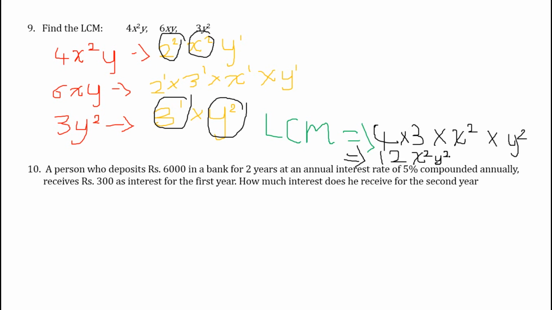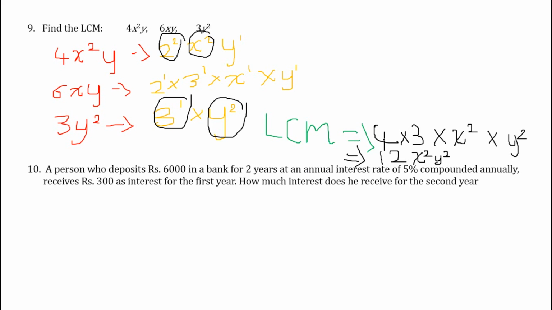He has deposited 6,000 rupees in a bank for 2 years. The interest that is paid is compounded annually, and that is not simple interest, it's compound interest. So the first year he receives 300 as interest. Now let's find the interest that he receives in the second year. To find that, you should add the interest that he receives in the first year to the amount that he deposited. You should multiply that with 105 and divide by 100.